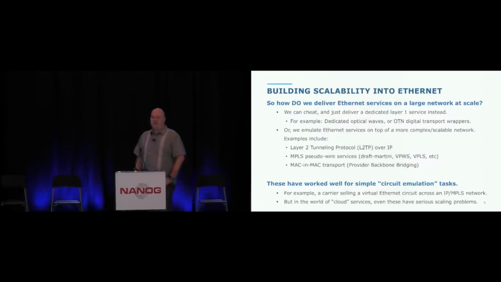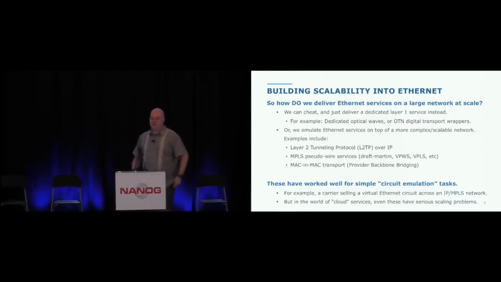So how do we use Ethernet to do large-scale networks? Well, there are 2 main methods if you really break it down. One is we can cheat and just use a dedicated layer 1 service. So for example, if you get a dedicated 100 gig wave and you run 100 gig Ethernet across it, you're not really running much of Ethernet, you're getting it as a wave. Or maybe you're getting a 10 gig wave, which is really just an OTN segment on a 100 gig wave, but it's cheating. It's a layer 1 service. You're not really getting into any kind of complex layer 2.